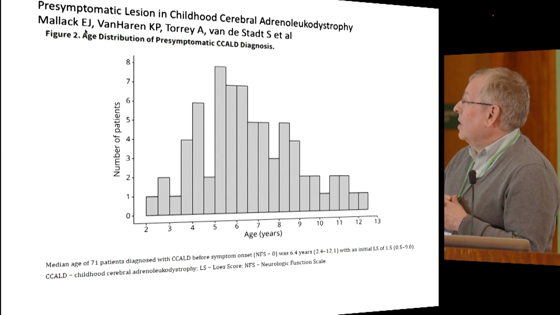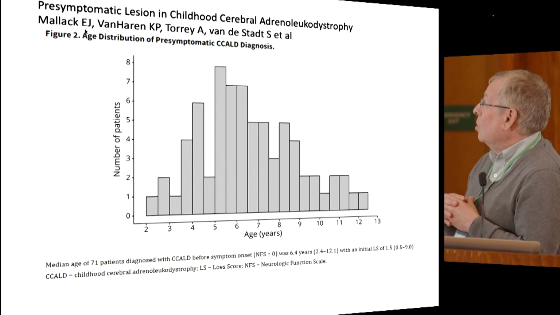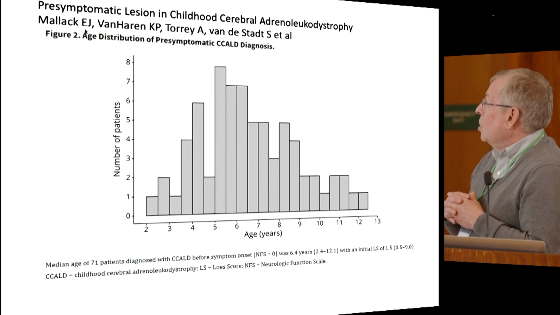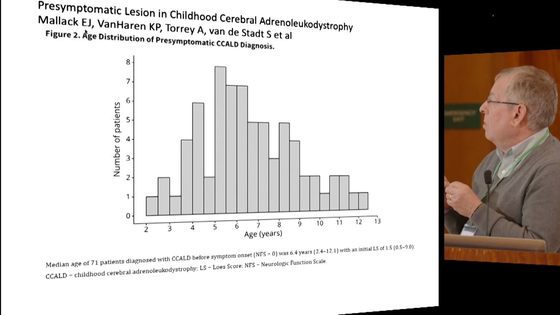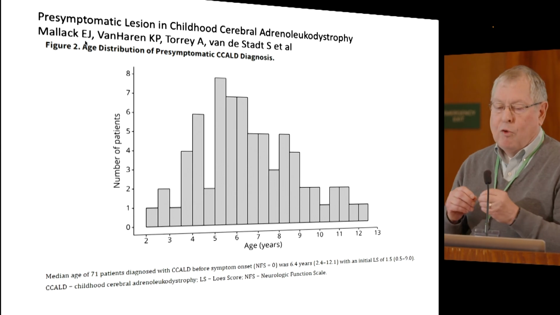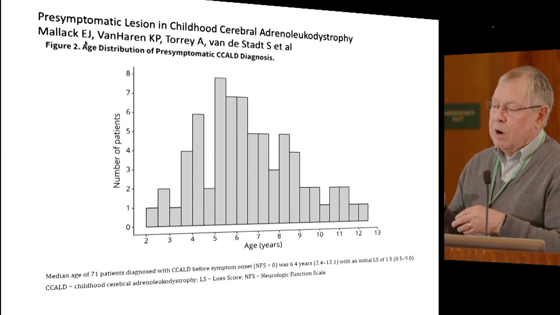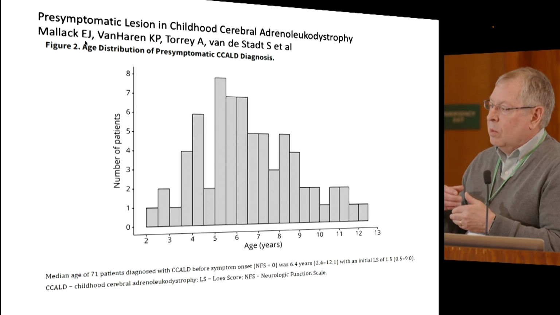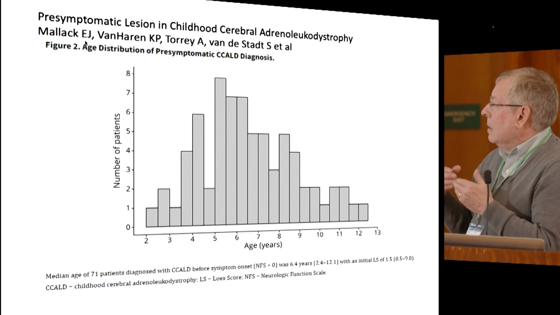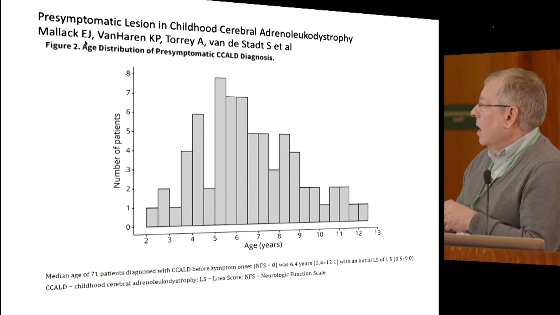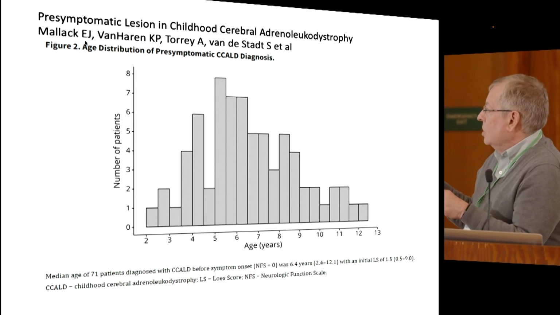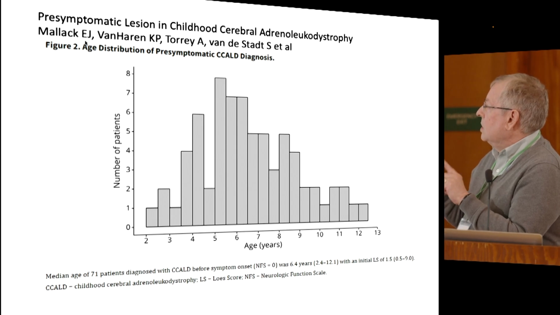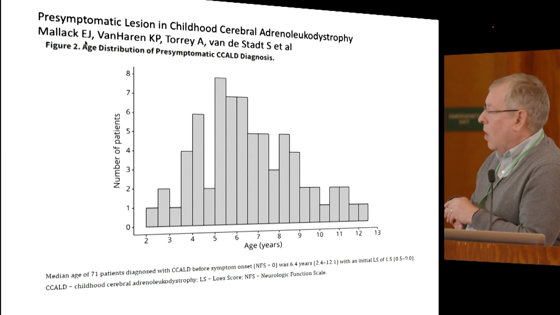This is Dr. Malik's work with Keith Van Haren, Anna Torrey, and others, and it really shows that the peak incidence of early cerebral ALD was about 6.4 years. And we had shown that years before with some other data in terms of when boys presented, but this is the modern compilation of this data. And again, I would emphasize the ranges here. So we see individuals presenting anywhere from 2 to approximately 12 and a half.